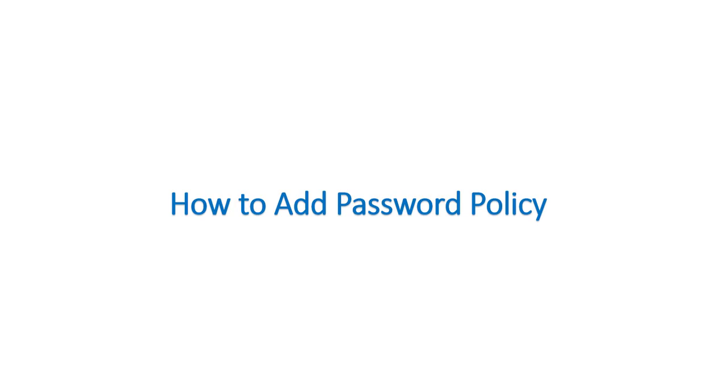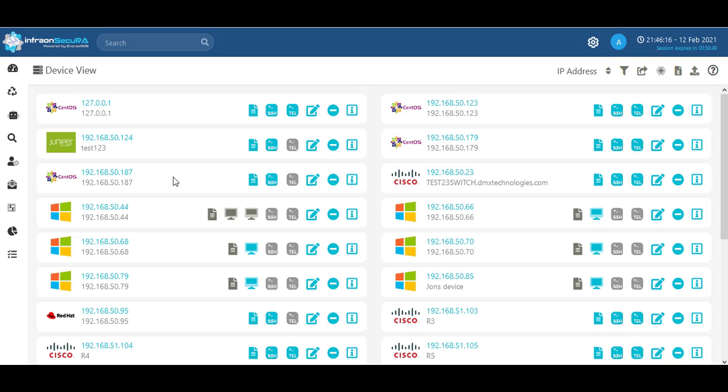Today we will demonstrate how to add a password policy in the Infraun Secura tool. A password policy is a set of rules which were created to improve application security by motivating users to create dependable and secure passwords and then store and utilize them properly.